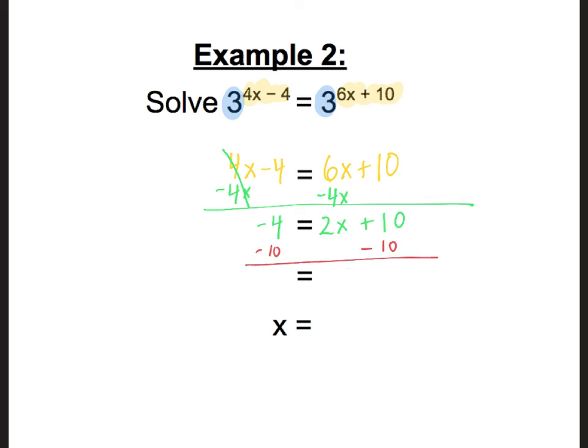Negative 4 minus 10 gives me negative 14 equals 2x. Again, my 10's canceled. And then my last step, we're going to go ahead and divide both sides by 2. And we get x equals negative 14 divided by 2, which is negative 7. And that is going to be your final answer.